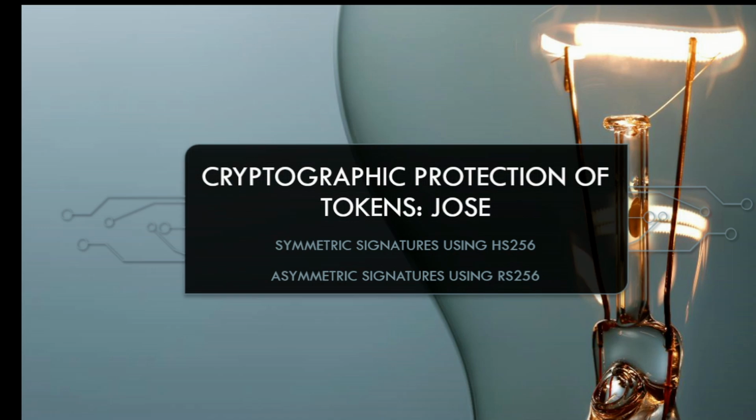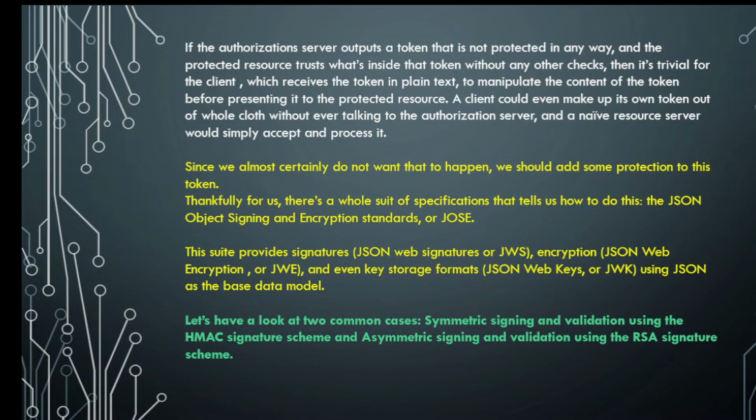So let's go to the next slide. If the authorization server outputs a token that is not protected in any way, and the protected resource trusts what is inside the token without any other checks, then it's trivial for the client, which receives the token in plain text, to manipulate the content of the token before presenting it to the protected resource. A client could even make up its own token out of whole cloth without ever talking to the authorization server, and a naive resource server would simply accept and process it.